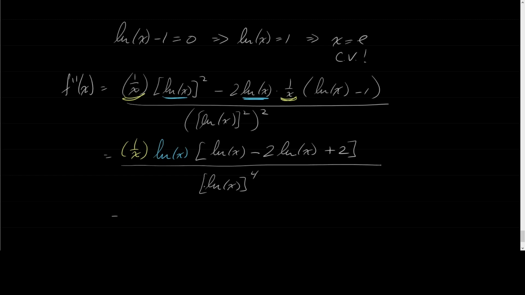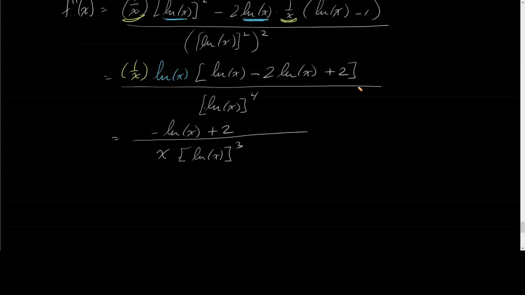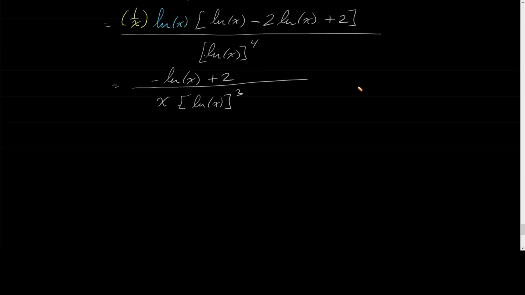Simplifying this a little bit, well, this 1 over x, I can just put it as x on the bottom. This ln of x to the fourth and this ln of x, they just reduce to ln of x to the third. In the numerator, 1 minus 2, right, because ln of x minus 2 ln of x, that's negative ln of x, and then we have that plus 2. All right, so now that we've got that, let's see. We need to test our critical value, right? Our critical value was e. So what we need to do here is to apply the second derivative test.